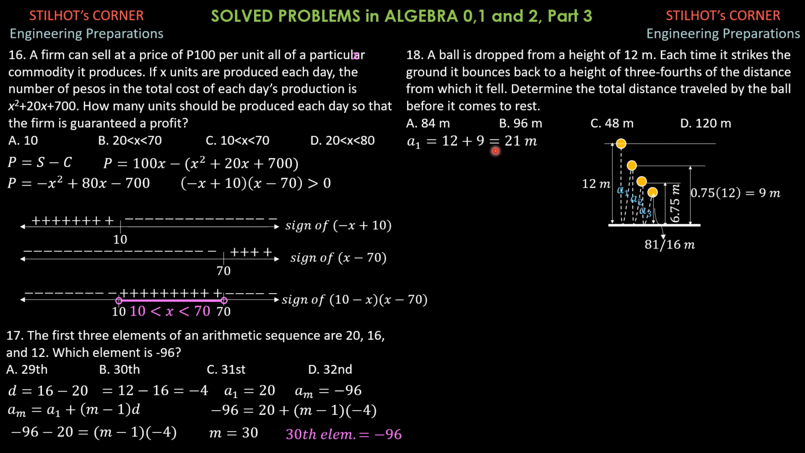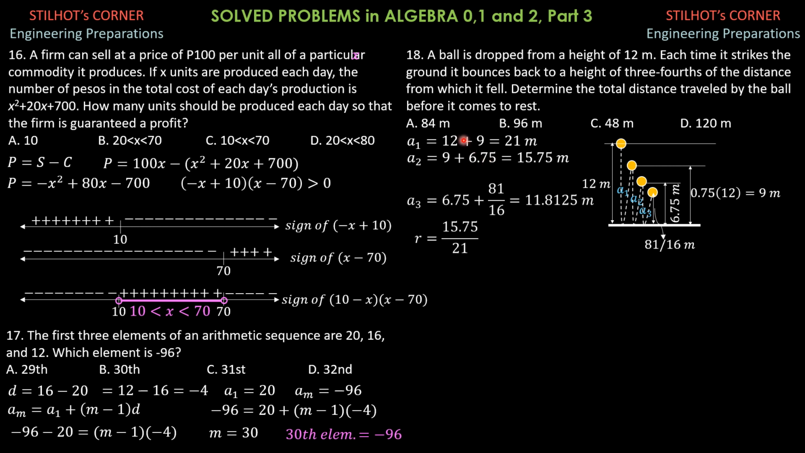A1 is 12 plus 9, so 21 meters. A sub 2 is 9 plus 6.75, so it is 15.75 meters. And A sub 3 is 6.75 plus 81/16, and that is equal to 11.8125 meters. So let's check.